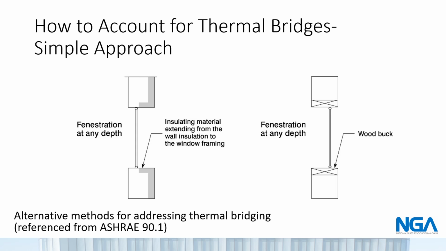In that case, the goal is to continue the thermal line from the continuous insulation to the window framing, covering any exposed area with insulating material with R value greater than 3 or thermal conductivity less than 3 BTU per hour per foot per degree Fahrenheit. This would also include the option to mount the fenestration within a wood buck.